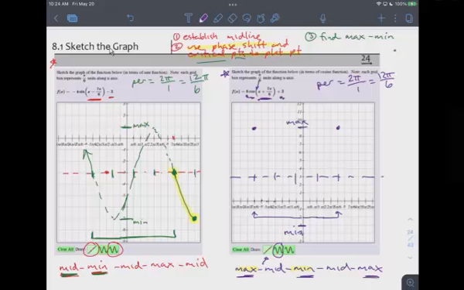And so what I can see is in my critical points, I have a maximum, my next critical point, a midline, my next critical point, a minimum, my next critical point, midline, my next one, a maximum. Okay, and so here would be the sketch of my graph.